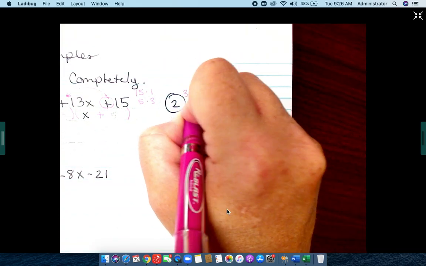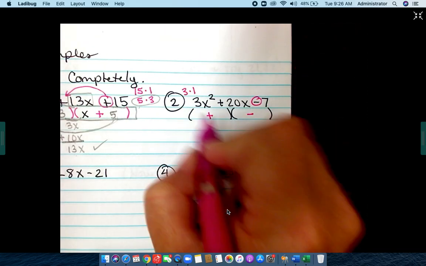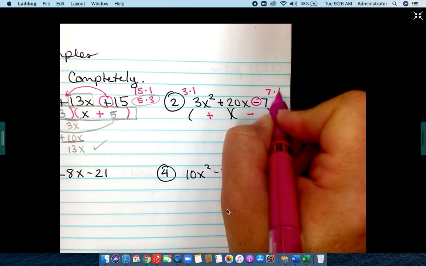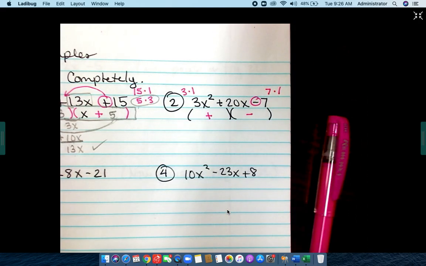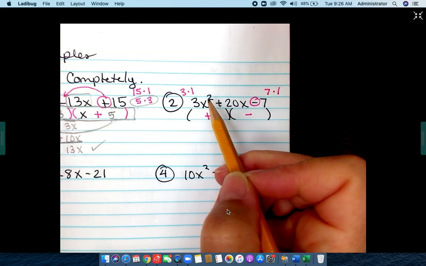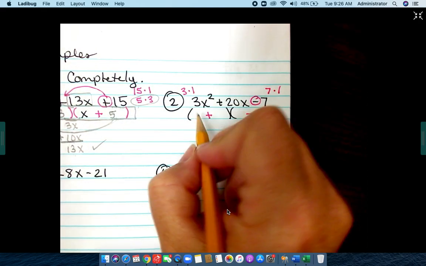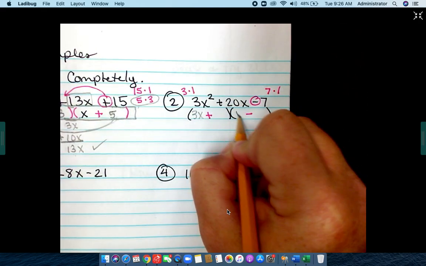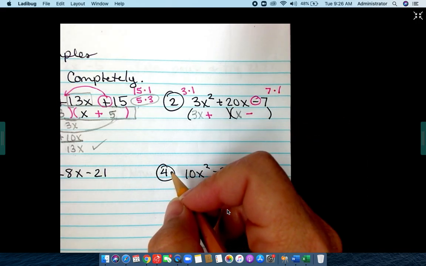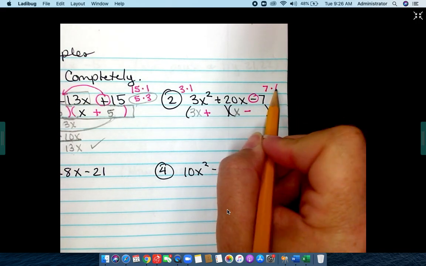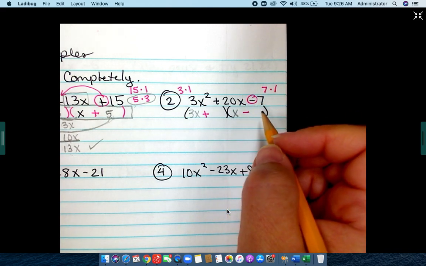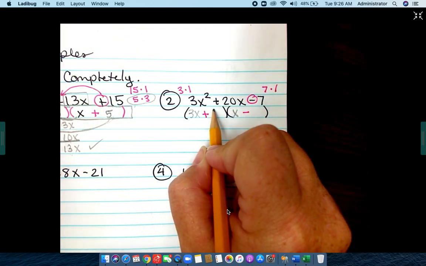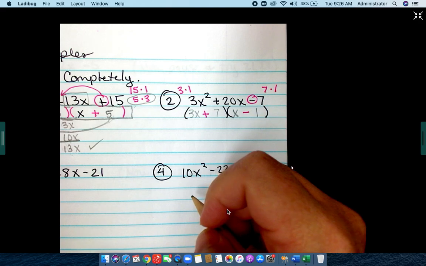Now, I'm going to go up here and do like I did before. 3x squared is a prime number, so that's 3 and 1. 7 is also prime, so it's 7 and 1. Now again, I'm going to use a pencil here. Now 3x squared, I could have 3x and x. Those are my only possibilities. Now 7 and 1, I have to figure out which is the better option. Do I want 7 here and 1 here?